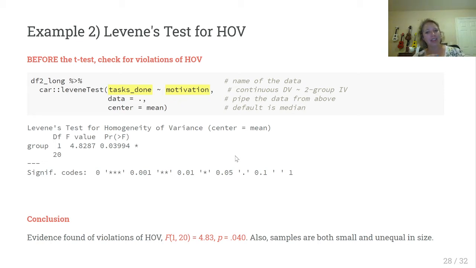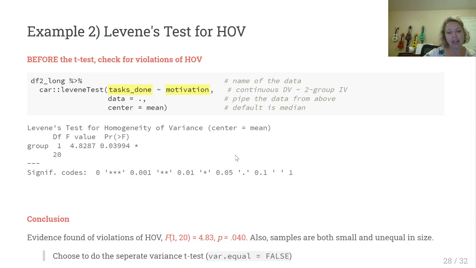We also saw these two groups were small and unbalanced, different sizes. 10 and 12 are fairly small groups, and they are not the same number. So we got 3 hits here. We got violations of homogeneity of variance, small group sizes, and unequal group sizes. The traditional pooled variance t-test is probably not your best option. So we're going to do the Welch's separate variance test.